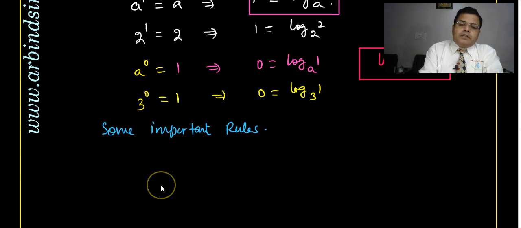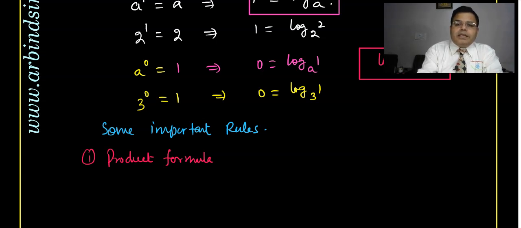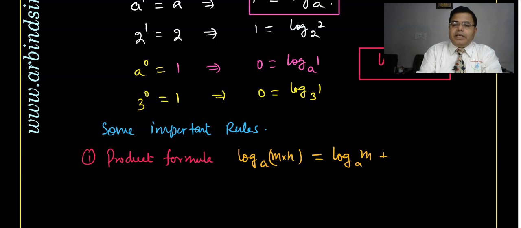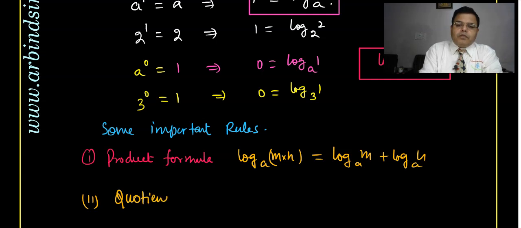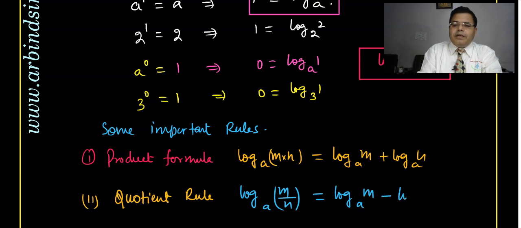The first one is the product formula. What is that? It is given that log of m into n to the base a is equal to log of m to the base a plus log of n to the base a. This is a formula you must remember. Then there is the quotient rule, or quotient formula. What is that? Log of m by n to the base a can be written as log of m to the base a minus log of n to the base a. So this is the quotient rule.